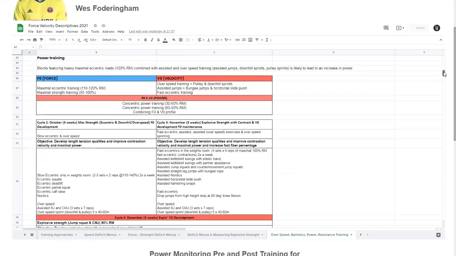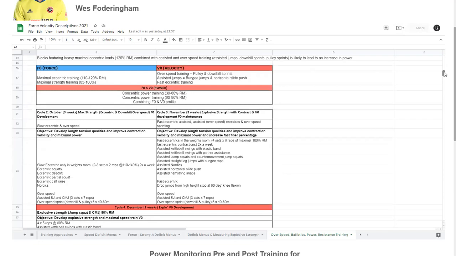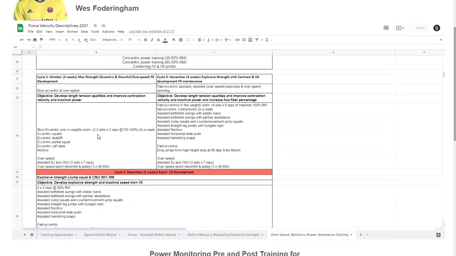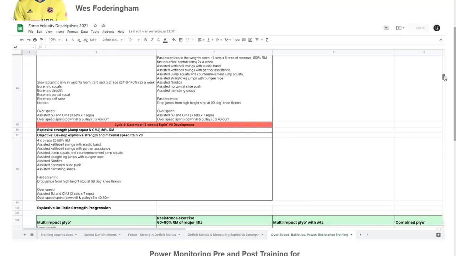So depending on what you want to work on, what the players, the goalkeepers need. And again, this is your slow eccentric work, but then married up with the overspeed to improve contraction velocity, maximal power, increase fast fiber percentage. So you can see how, if you watched in my exercise program videos, how I'm using some of this stuff to improve goalkeepers.